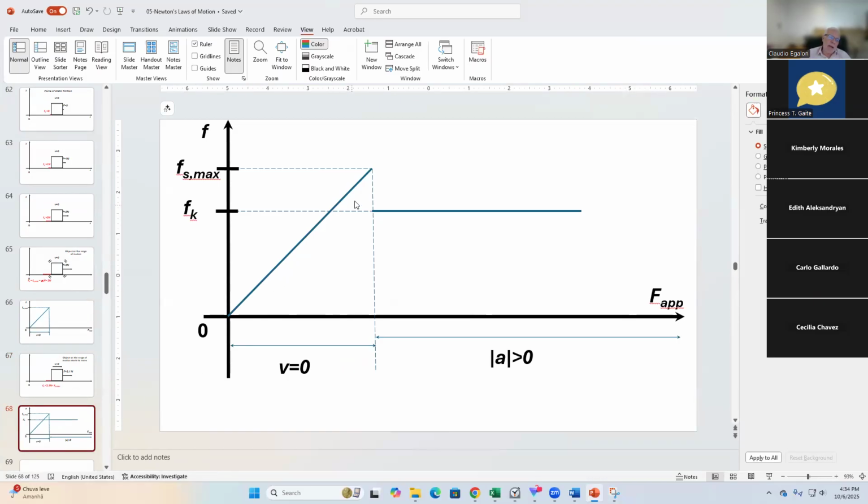The force of static friction increases up to a maximum. Once the applied force exceeds slightly the maximum value of force of static friction, the object starts moving. And now you have the force of kinetic friction, which is usually less than the maximum value of the force of static friction. That's what we know. Can you remember that? In this region, the object is at rest. In this region here of the graph, the object will be accelerated.